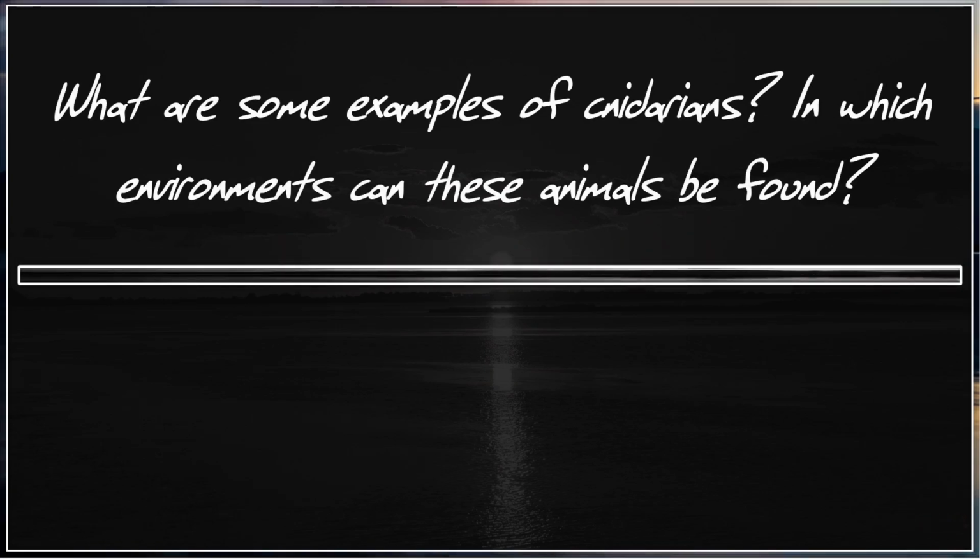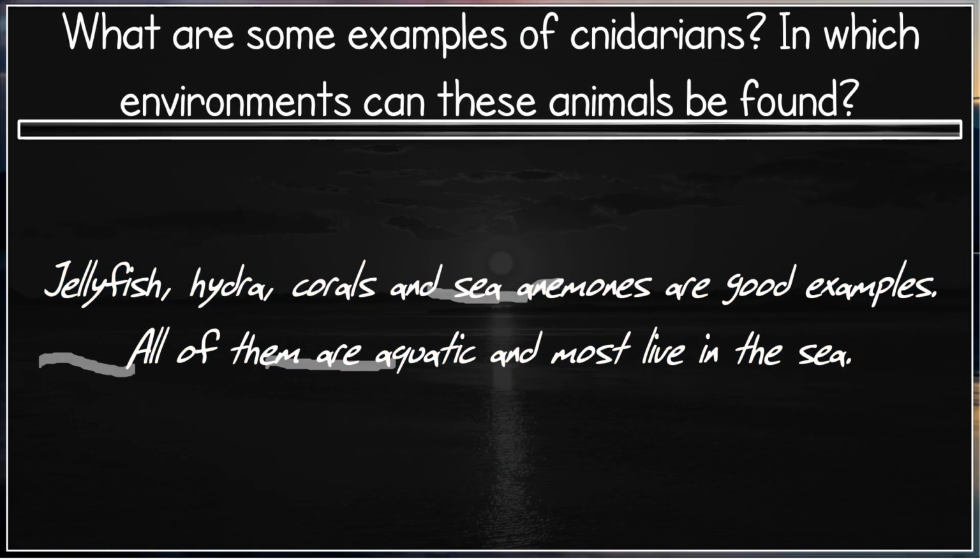What are some examples of Cnidarians? In which environments can these animals be found? Jellyfish, hydra, corals, and sea anemones are good examples. All of them are aquatic and most live in the sea.